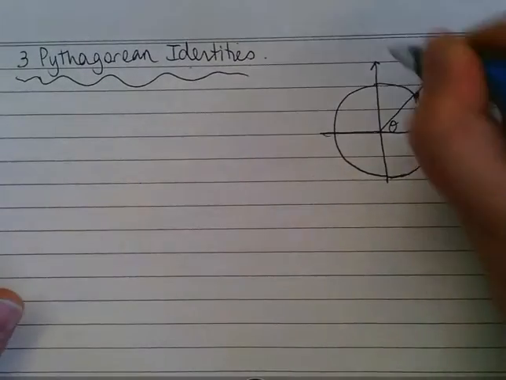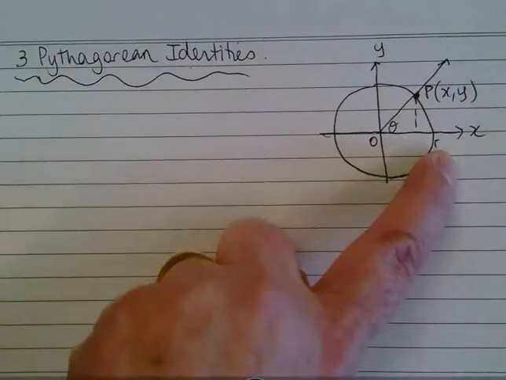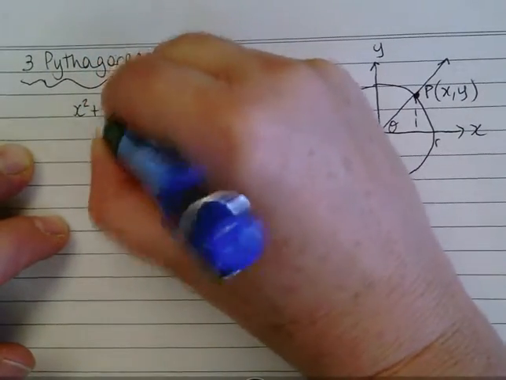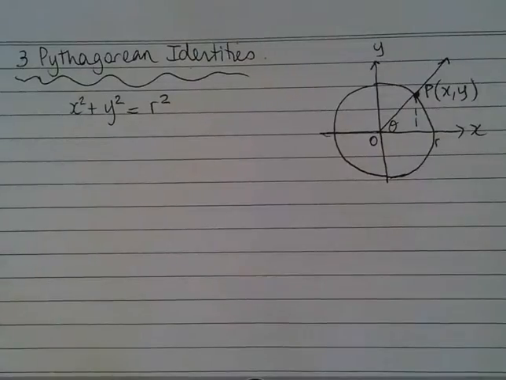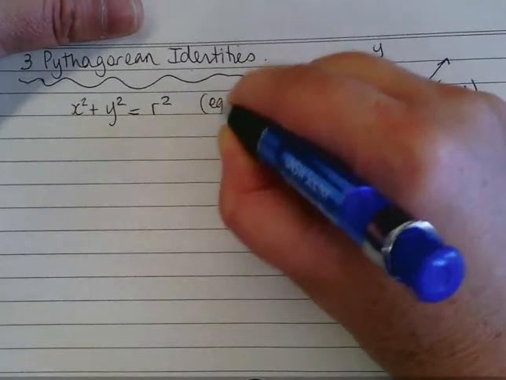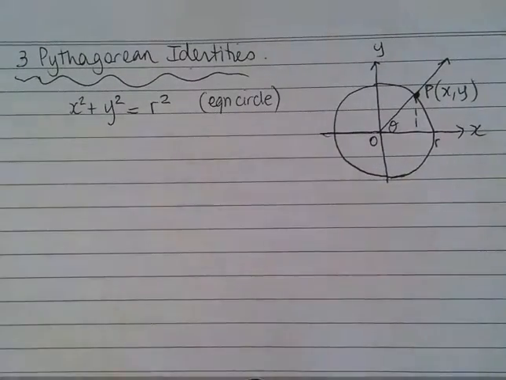Next are the Pythagorean identities that we're going to look at. What I've drawn here is a circle with center 0 and radius R. What is the formula of a circle with center 0, radius R? We did it in the functions topic, the general equation of a circle. X squared plus y squared equals R squared. Very good. That's the equation of a circle with center 0, 0 and radius R, which is what I've drawn there.